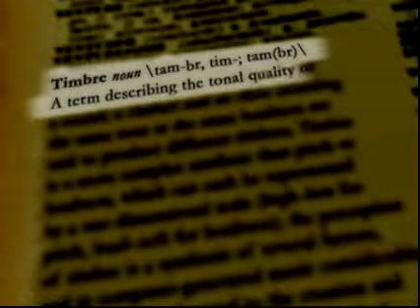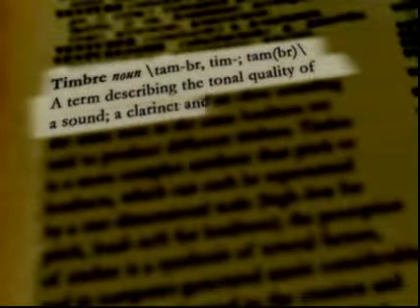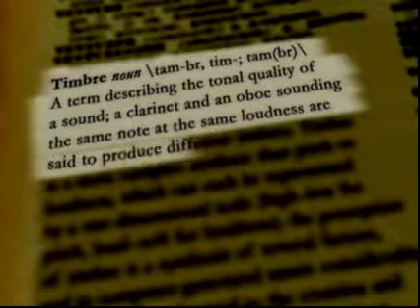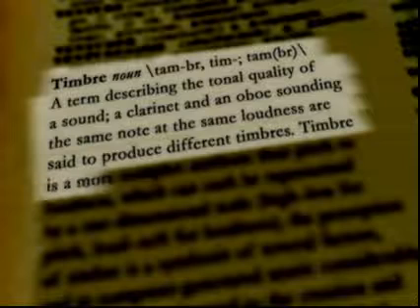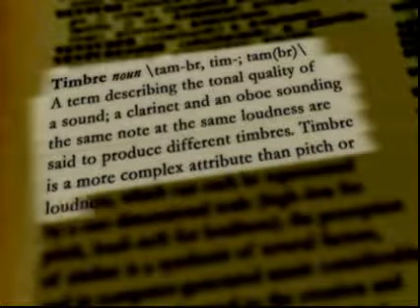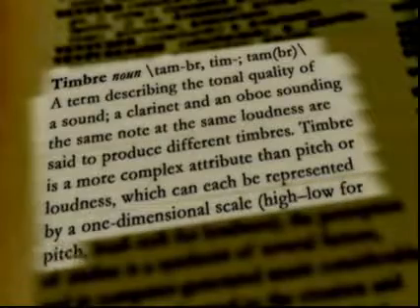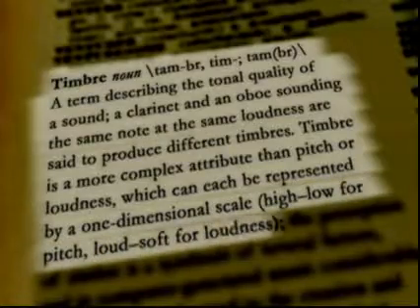Here's a more formal definition. If you want to know a formal definition for any musical term, you turn to the Grove Dictionary of Music. If you look up timbre in the Grove Dictionary, it says this, and I quote: "a term describing the tonal quality of a sound. A clarinet and an oboe sounding the same note at the same loudness are said to produce different timbres. Timbre is a more complex attribute than pitch or loudness, which can each be represented by a one-dimensional scale, high-low for pitch or loud-soft for loudness."